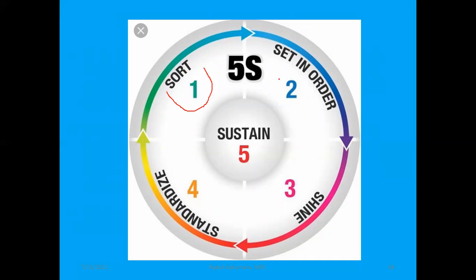Second one is set in order. Once it has been ordered, we have to go for checking and setting. Third one is shining. This is an everyday option used for cleaning of books, shelves, indoors and outdoors. Fourth one is standardizing process. These are also parts which should be very highly standardized. So these are the 4S principles of materials management.